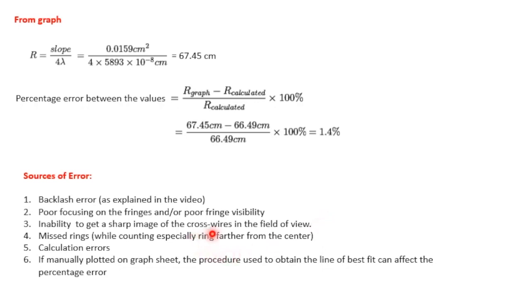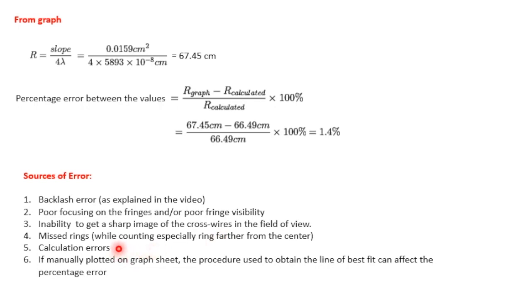Missed rings can always happen, especially if you're not very careful while observing rings at the extremes, which are very closely spaced. So ring number 18, 14, 10 are extremely closely spaced, and when you take the readings of these rings, you must be very careful. When you start moving a micrometer screw, you must not remove your eyes from the eyepiece. You must keep track of how many fringes are crossing the crosswire and stop at the appropriate fringe. Otherwise, missed rings can actually cause a big error in your experimental value.